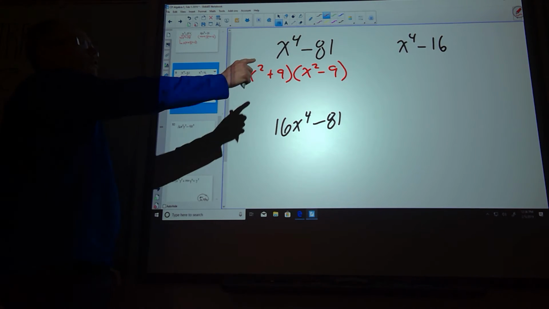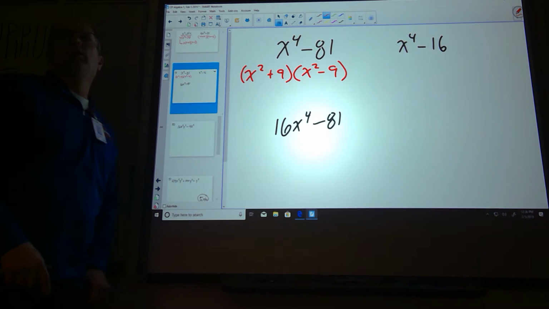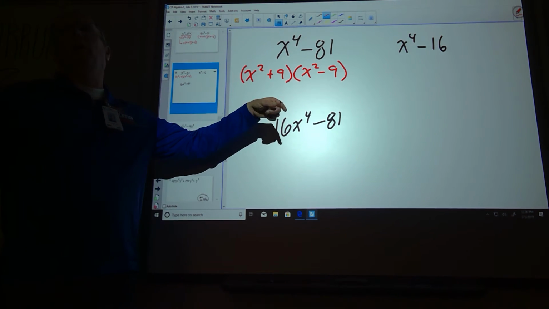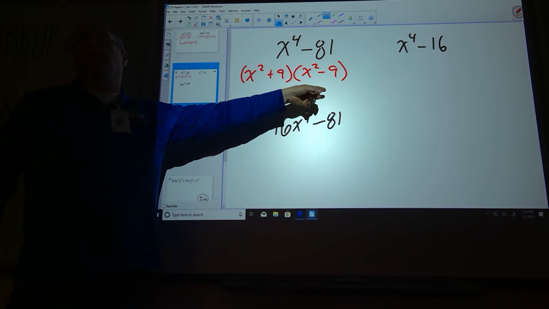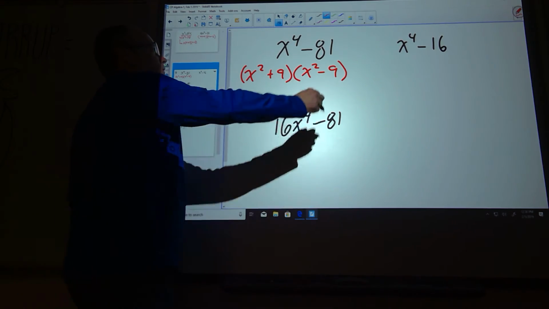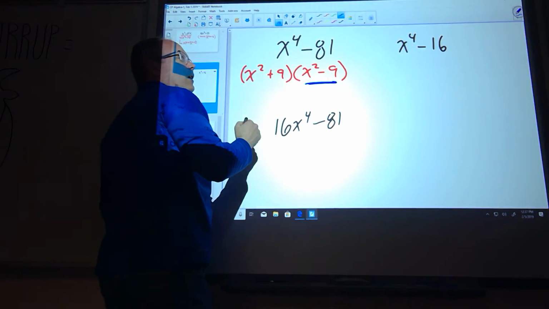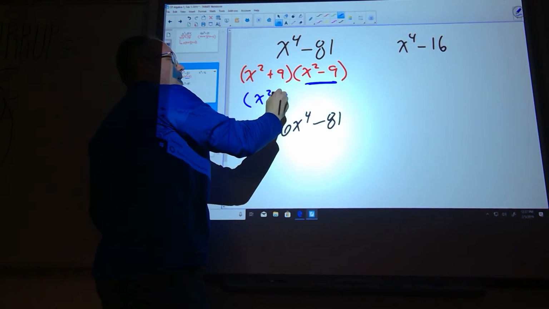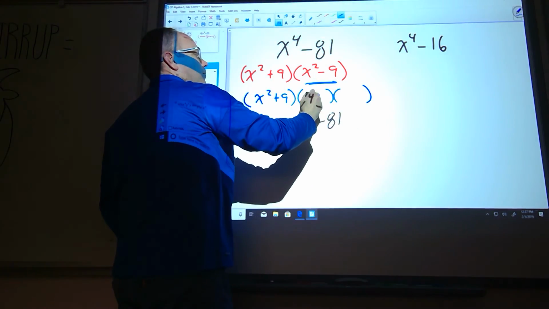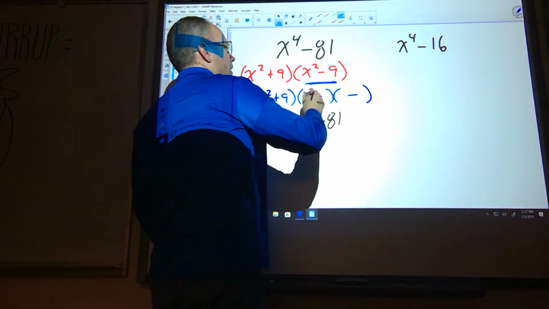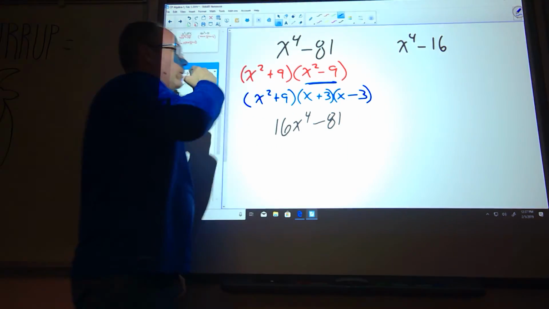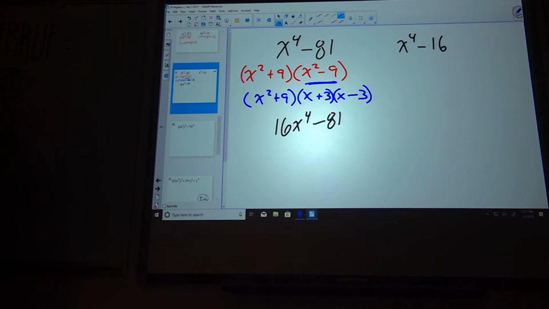So did I talk to you about the sum of two squares or the difference of two squares? Difference. So what does this here factor to? What goes in there? X minus 3, x plus 3. Done. Did I talk to you about the sum of two squares? No. Does it exist? No. You can't factor the sum of two squares. You can factor the difference of two squares.